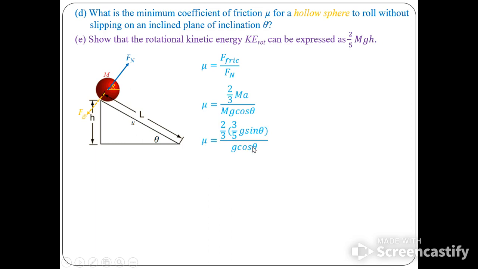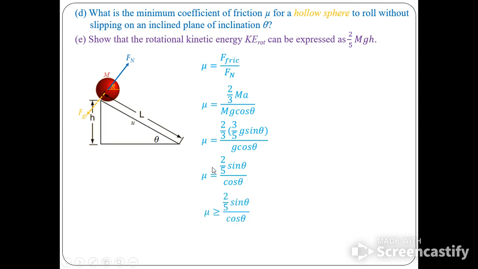Okay. And then from here, you can replace a with 3/5 g sine theta from the previous part. And then the 3 here is going to cancel out. And that's going to leave us with this particular statement. Again, the 3 cancels out, leaves us a 2/5, which you see here in this next line. The g also cancels out. So you won't see it here, but sine and cosine stay the same.